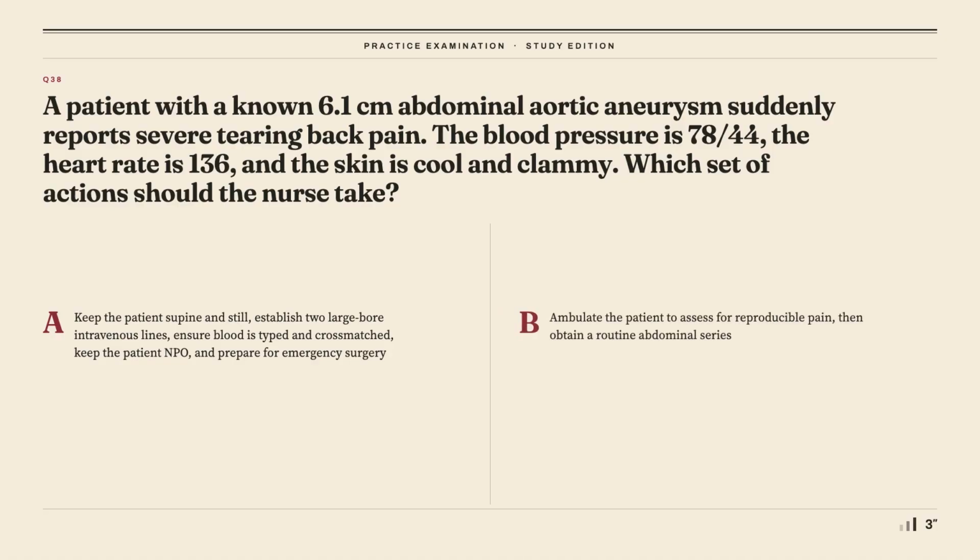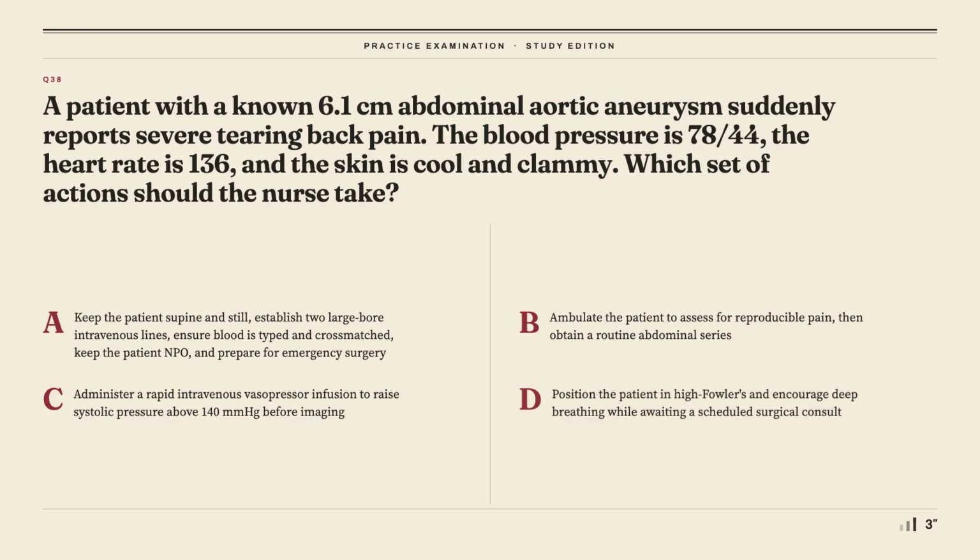B. Ambulate the patient to assess for reproducible pain, then obtain a routine abdominal series. C. Administer a rapid intravenous vasopressor infusion to raise systolic pressure above 128 mmHg before imaging. D. Position the patient in high Fowler's and encourage deep breathing while awaiting a scheduled surgical consult.